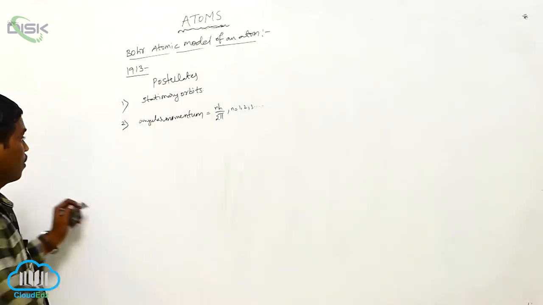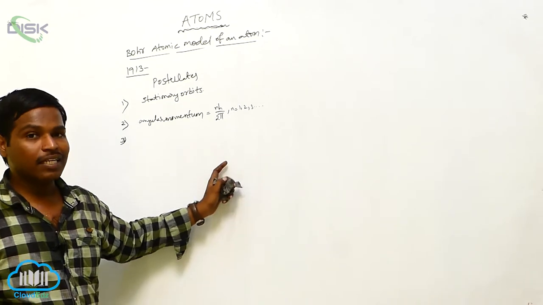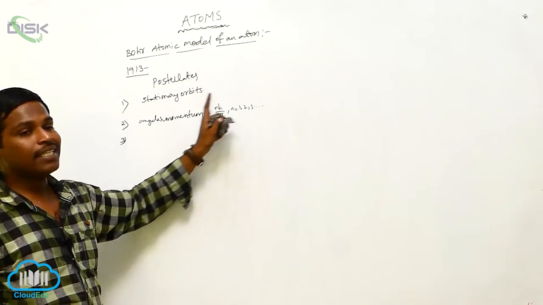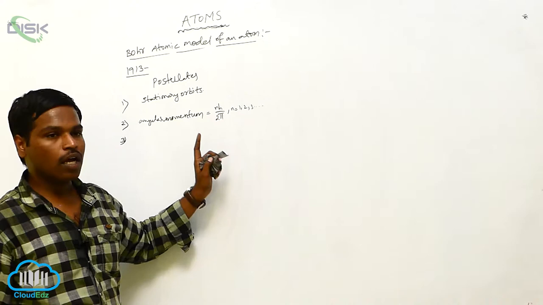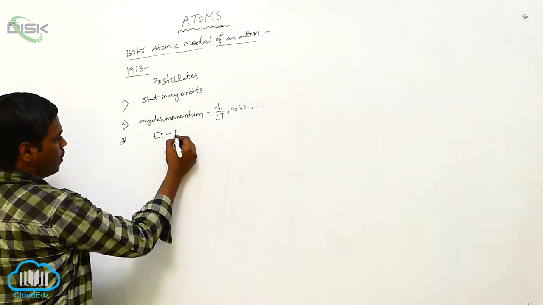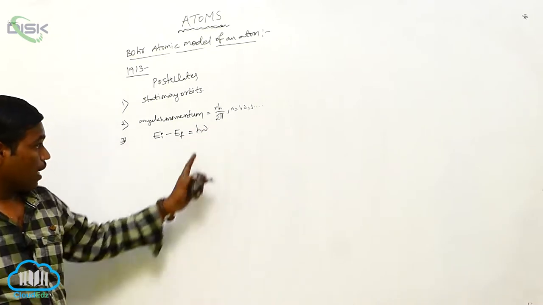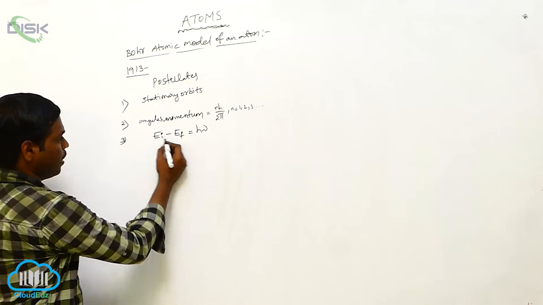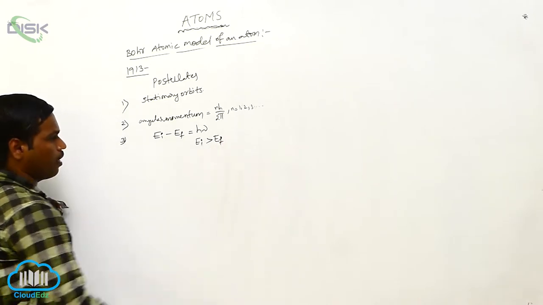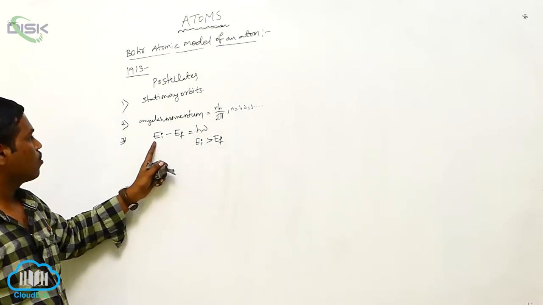And one more, the third postulate: when the electron is going from a higher energy level to a lower energy level, then it can emit a photon of energy. Here the electron is coming from the higher energy, Ei minus Ef, then it can emit energy, that is a photon. Ei, the energy of the initial level, is greater than the energy of the final level, then it can emit a photon of energy h nu. This is the third postulate.